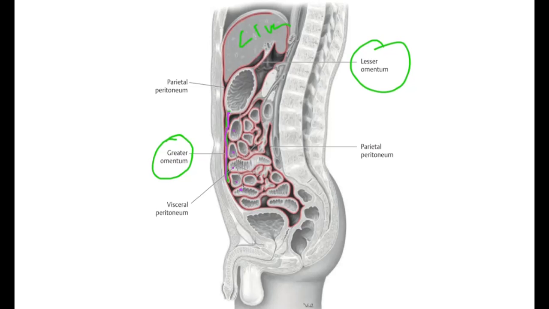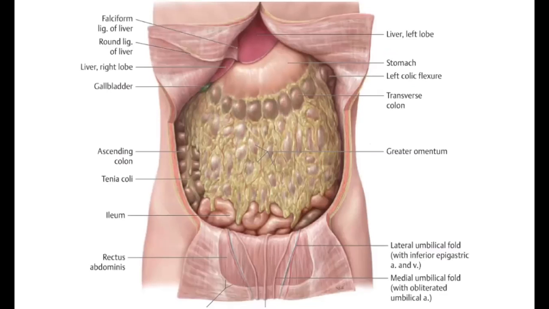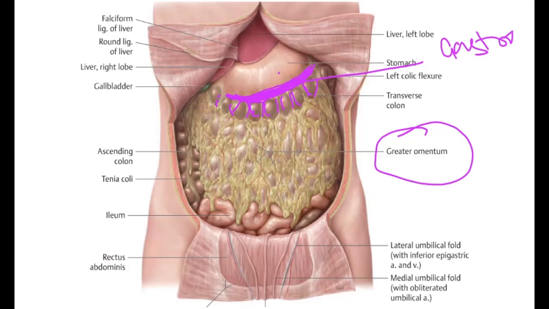You see, this is the greater omentum, right? So the colon is behind this greater omentum, right? These are the colon, tinea coli. So the greater omental part, which is reflecting on the transverse colon, is the gastrocolic ligament, right?